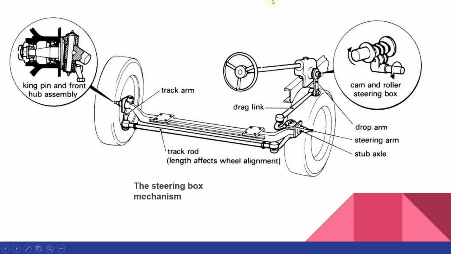If you are turning the steering wheel through a particular angle, the drop arm will also be moving through a certain distance, so that the drag link will also move in a proportionate distance, and it will turn the stub axles also through a particular angle.